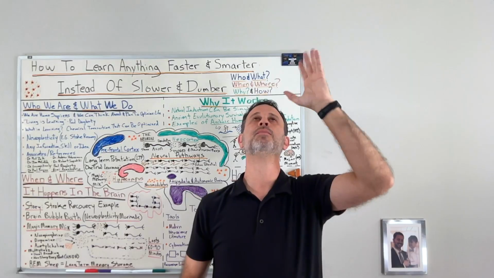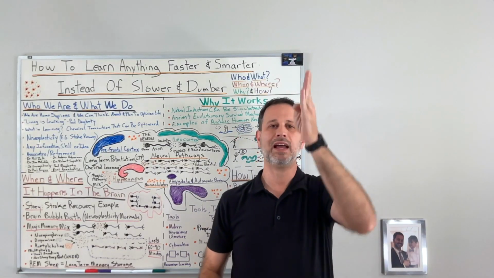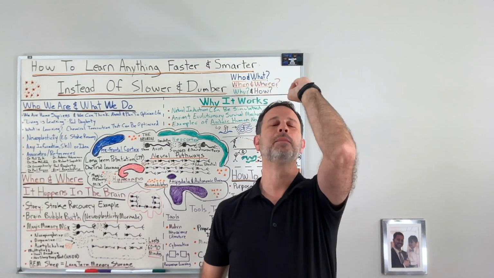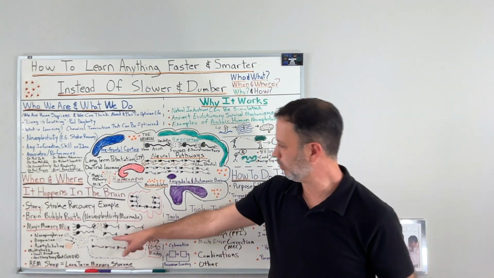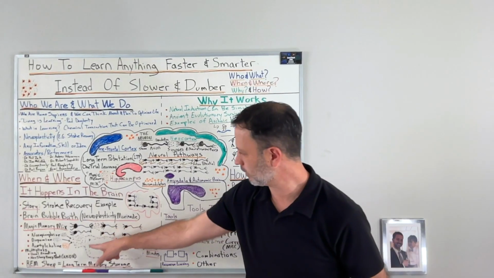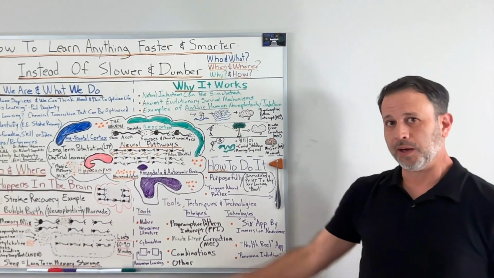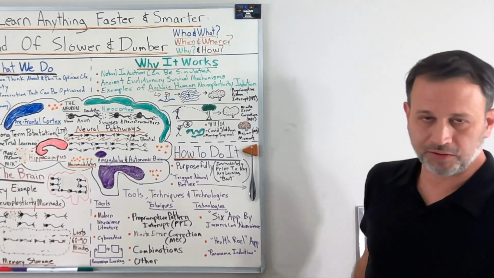You'll have very carefully moved your head back safely. You'll be watching that arrow. It's very hard to keep it on when you're going back, back, and back. And you will have your brain triggered up with a whole bunch of magic memory mix. And you'll be able to learn anything faster and smarter instead of slower and dumber.